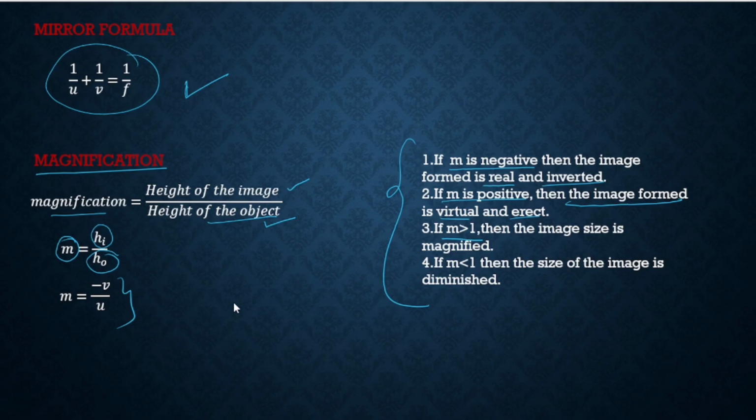If m is greater than 1, m अगर 1 से greater है, then the size of the image will be magnified, बड़ा in size. If m is less than 1, m अगर 1 से छोटा है, then the size of the image will be diminished in size. ये हो गया हम लोग का magnification के बारे में.